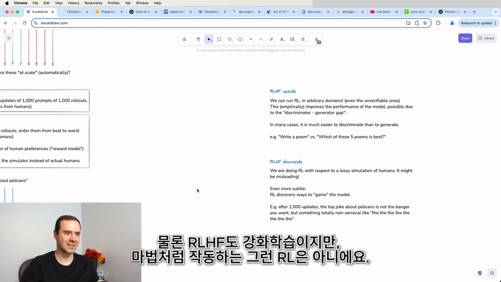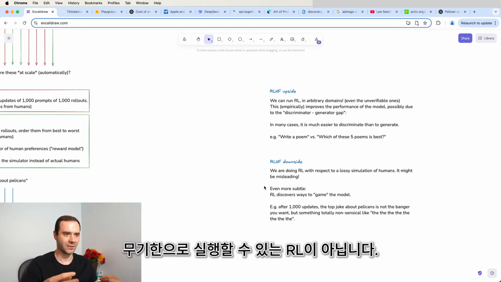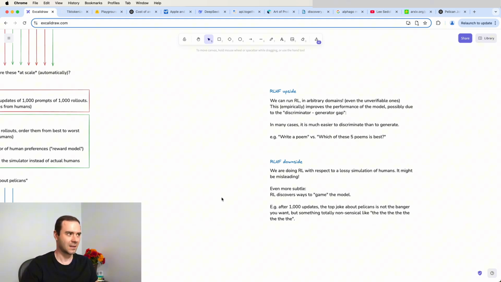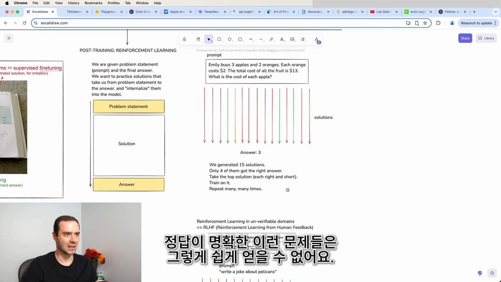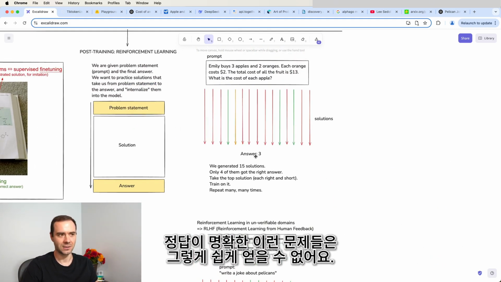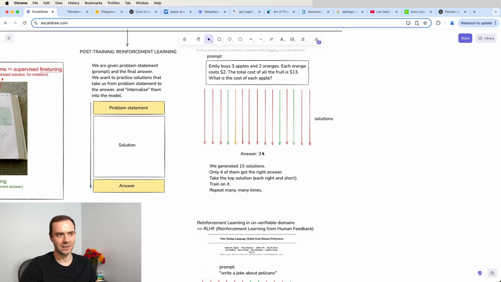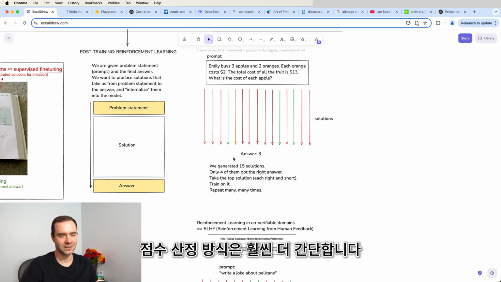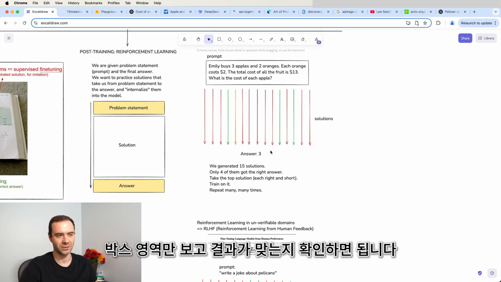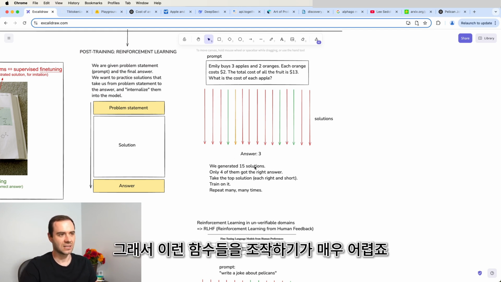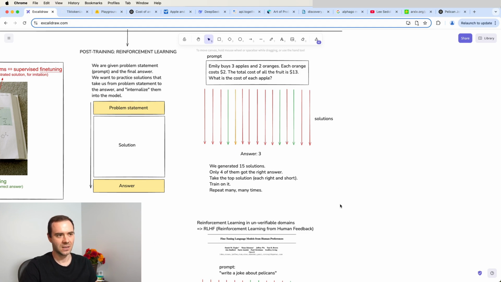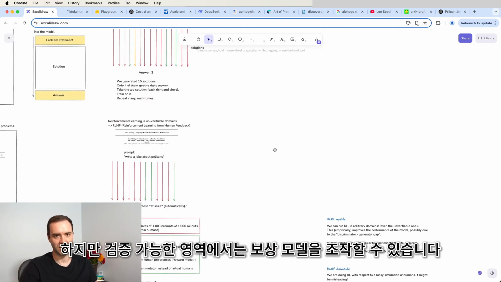And what I mean by that is, RLHF is RL, obviously, but it's not RL in the magical sense. This is not RL that you can run indefinitely. With these kinds of problems, where you are getting a concrete correct answer, you cannot game this as easily. You either got the correct answer or you didn't. And the scoring function is much, much simpler. You're just looking at the boxed area and seeing if the result is correct. So it's very difficult to game these functions, but gaming a reward model is possible.